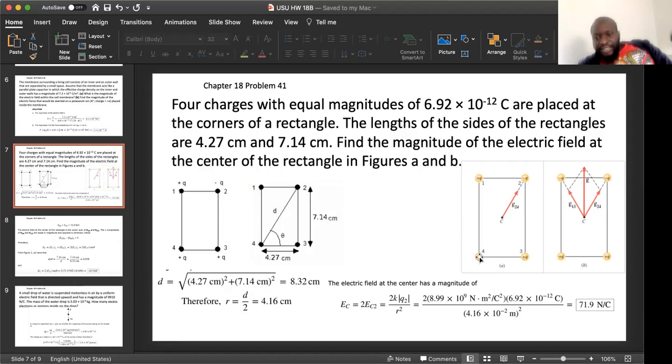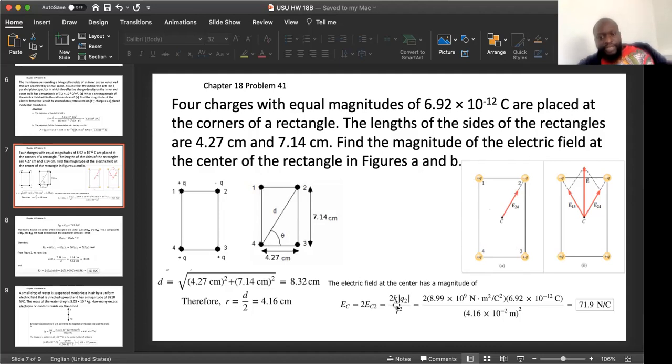So, but I need this distance from this charge to the center and this distance to that. So they have the same distances to the center. I don't know that distance. I only know the sides. So I'm going to calculate D using Pythagoras. This side square plus this side square, root, and I divide D by 2. That becomes my R, the distance of each charge from the center. That's what I need to put in.